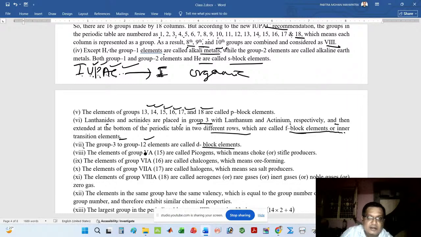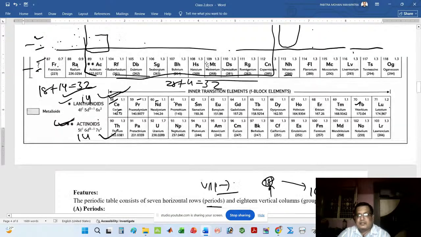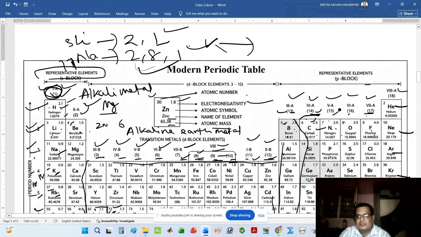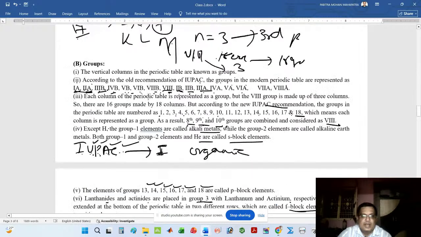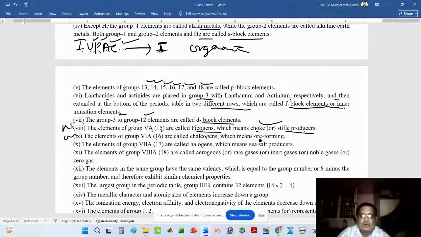Next, the elements of group VA, that is 15, that is the nitrogen family. And for 16 and 17, let me explain the other names. What is the other name of group 15? Here I have given pnictogen. The elements of group 16 are called chalcogen, which means ore forming.